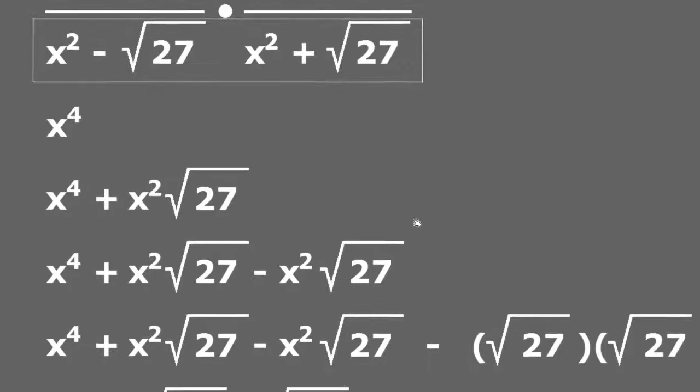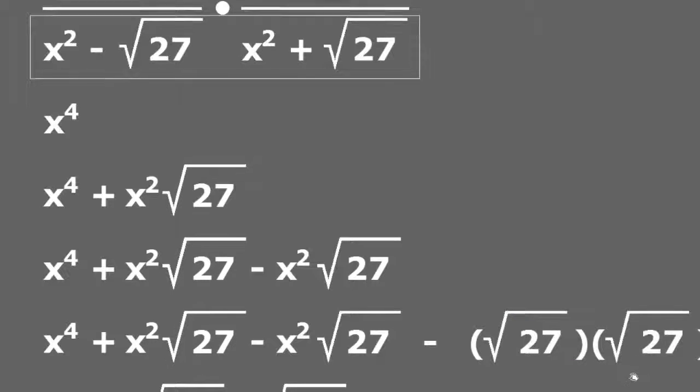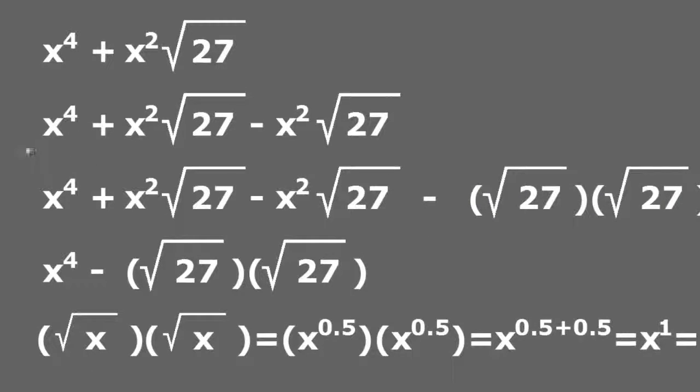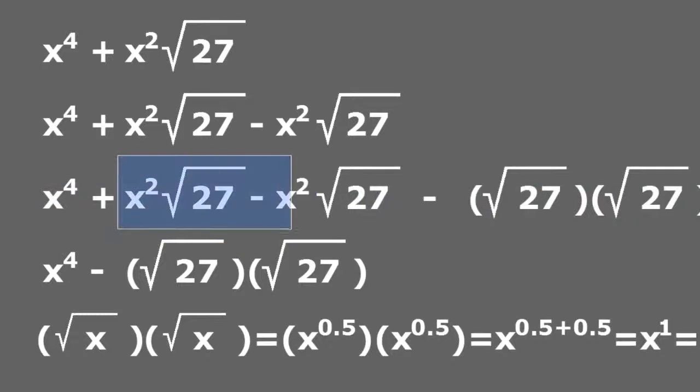And the last step, using the FOIL method, is the L that stands for last. And the last terms are negative square root of 27 and positive square root of 27. And that is what I have here, also last in the end. Now, as you can see, all of this expression, I have to simplify it now. Now this term and this term are both equal but with opposite signs.